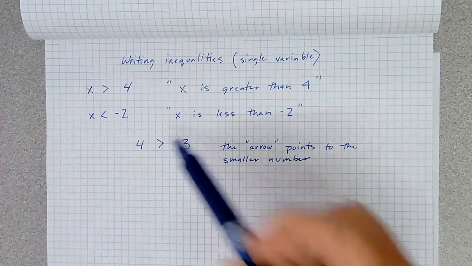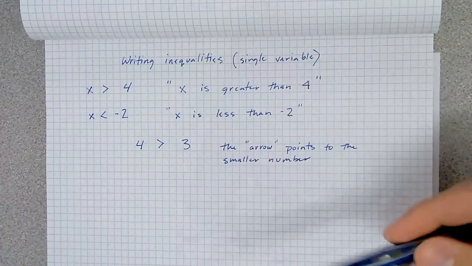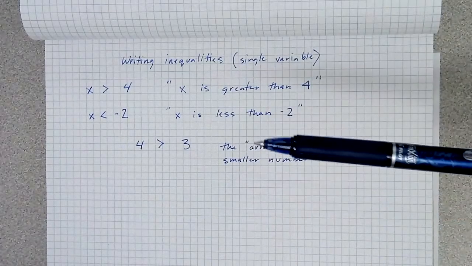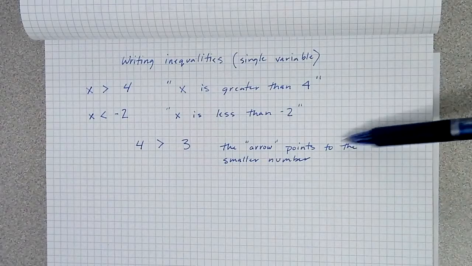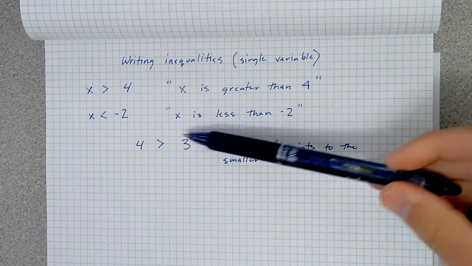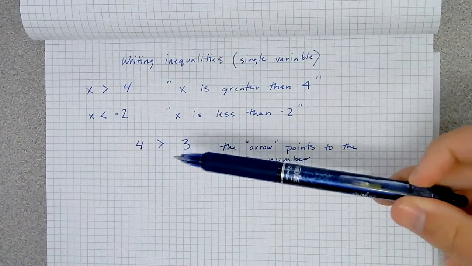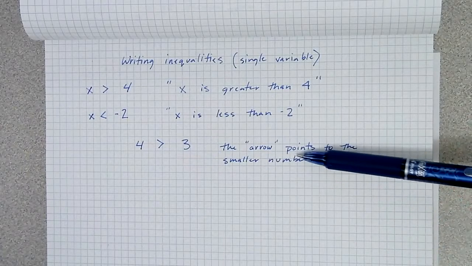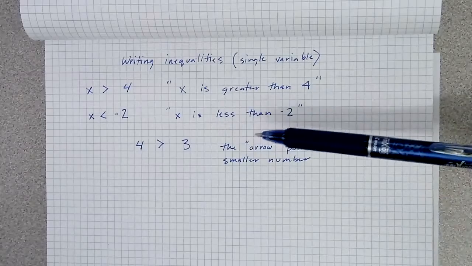And a couple ways to remember whether or not it's greater than or less than. Two different ways you can look at it. Here I wrote 4 is greater than 3, which is obviously a true statement. One way to remember is that the arrow points to the smaller number.